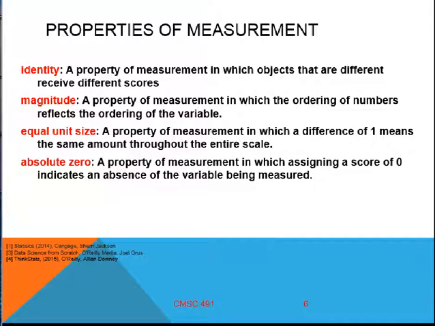A property of measurement in which a difference of 1 is the same throughout the entire schedule is equal unit size. The property of measurement in which assigning a score of 0 indicates an absence of the variable being measured is absolute 0. Class rank is an example of the ordinal scale of measurement, and weight is an example of the ratio scale of measurement.